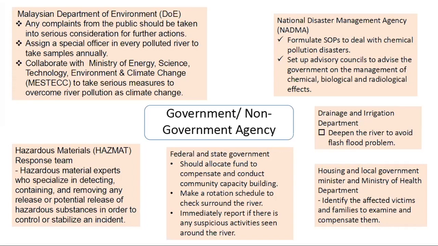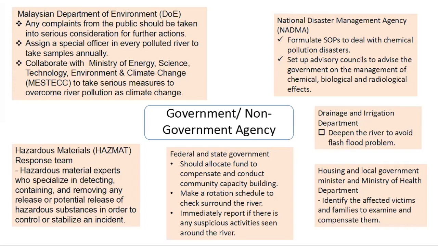So the next one is from the Agency of National Disaster Management, which is NADMA, to formulate SOPs, which is safety operation procedures to deal with the chemical pollution disaster, and set up the advisory council to advise the government on the management of chemical, biological and radiological effects. Also the Drainage and Irrigation Department, which will deepen the river to avoid the flash flood problem occurring around the village.